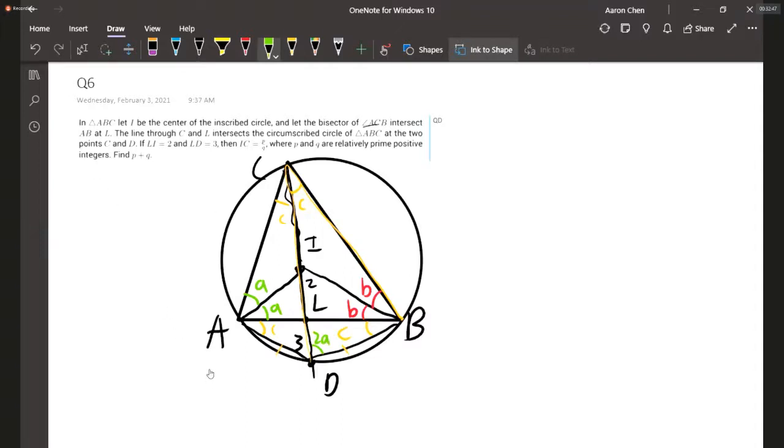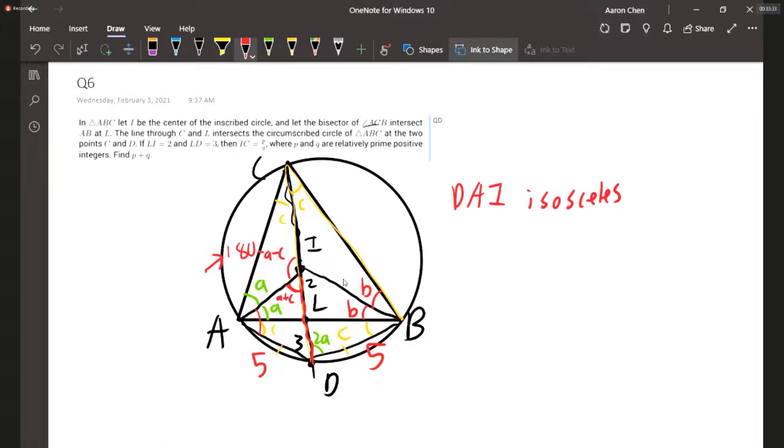And now you can do some more angle tracing here. So this is 180 minus A minus C because it's part of a triangle with angles A and C. And so this is 180 minus this angle, which is 180 minus A minus C. So this is A plus C. And now we can see that triangle DAI is isosceles. And that's because these two angles are both A plus C. And so ID is 5, and so AD is equal to 5. And similarly, BD is also equal to 5.